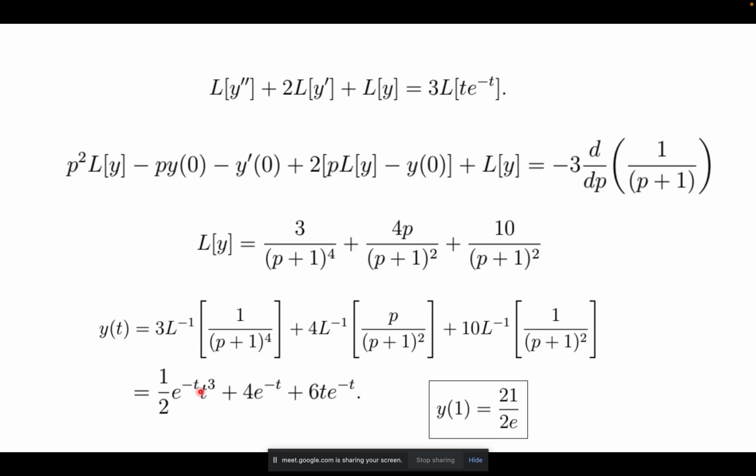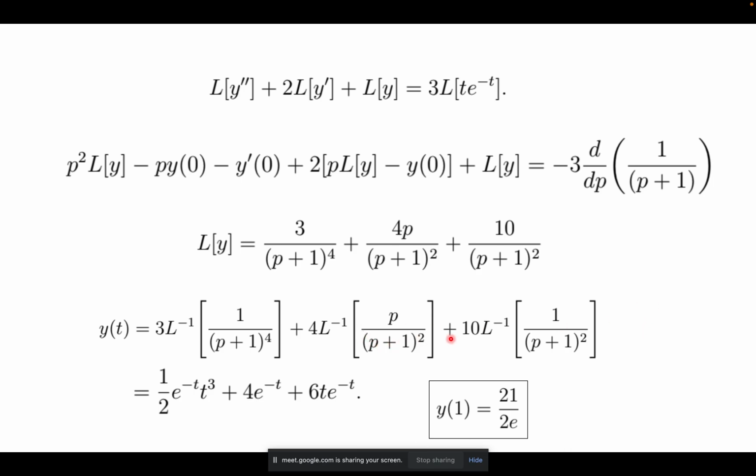So you can write e to the minus t times t cubed if you take the inverse Laplace transform of this. And to solve this, you can break the third part as 4 plus 6. So you can write it as 4 times inverse Laplace transform of 1 plus 1 upon (p plus 1) square, and plus 6 times inverse Laplace transform of 1 upon (p plus 1) square, right?